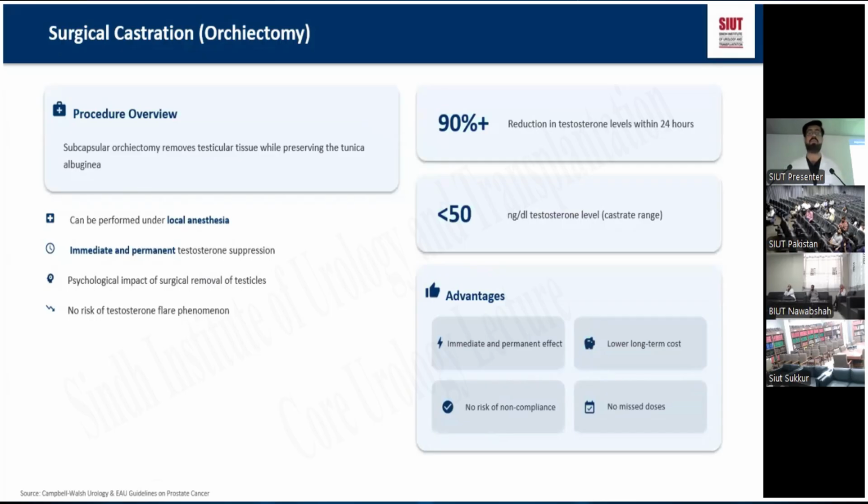Okay, so surgical castration. Subcapsular orchiectomy removes testicular tissue while preserving the tunica albuginea. It can be performed under local, general, or spinal anesthesia. There is immediate and permanent testosterone suppression within 24 hours, almost 90% of the testosterone is reduced. It may have a psychological impact on patients. And there is no risk of flare phenomena, it lowers the cost, and there is no risk of non-compliance and no missed doses.